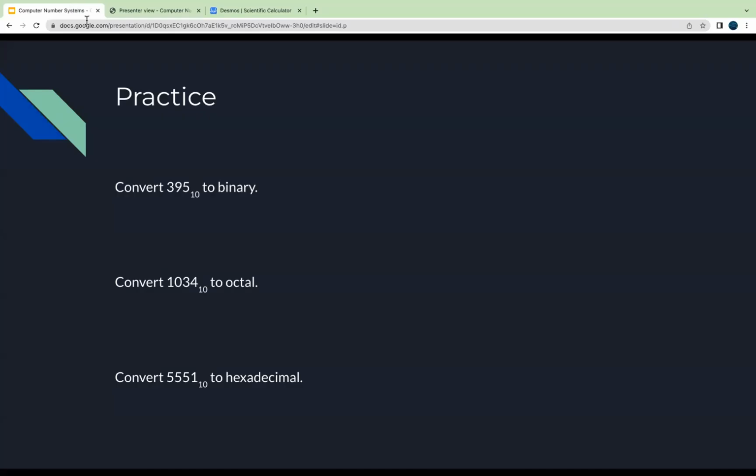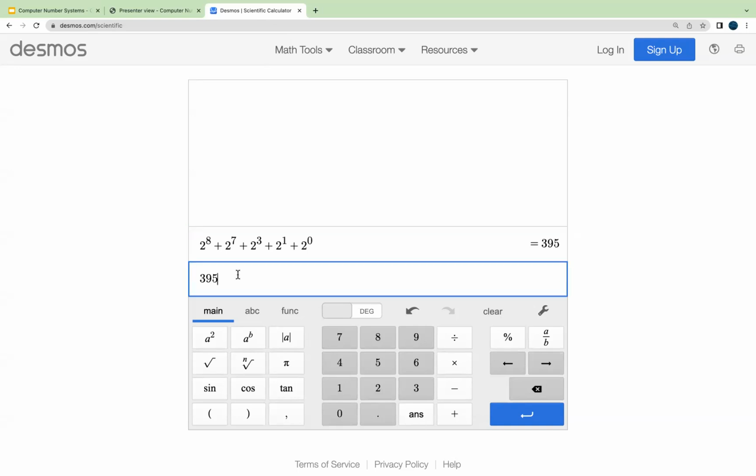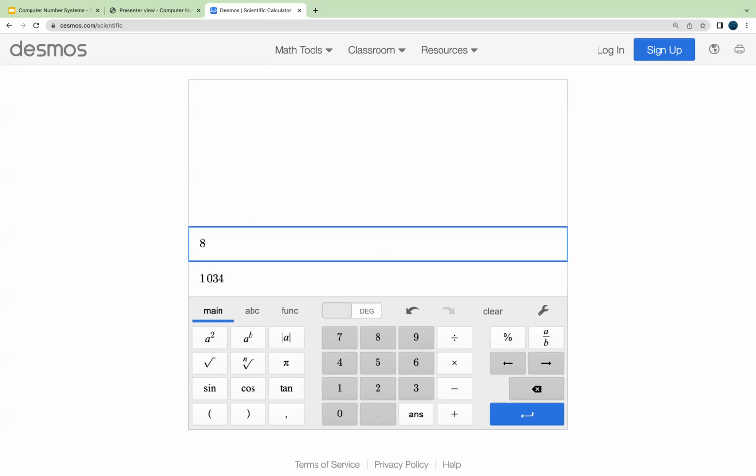Alright, let's see the next problem. So 1034 to octal. Again, okay, I'm going to write this here again. Again, our goal is to get a sum that reaches it. So I can see that 8 to the power of 3 seems to be big enough, but can I add another 8 to the power of 3? Maybe multiply this by 2. And I see, ooh, that's just under, so we're almost there.